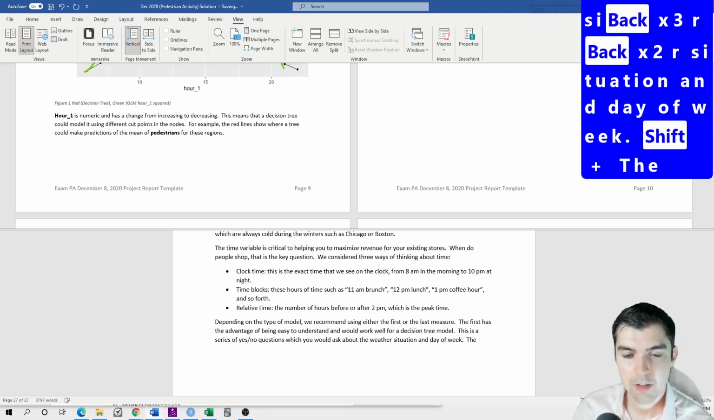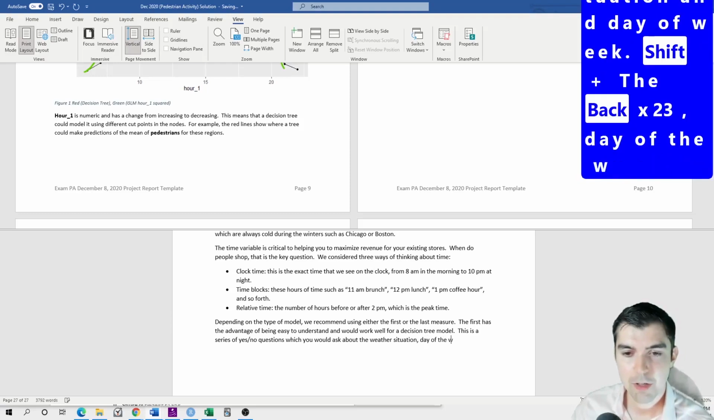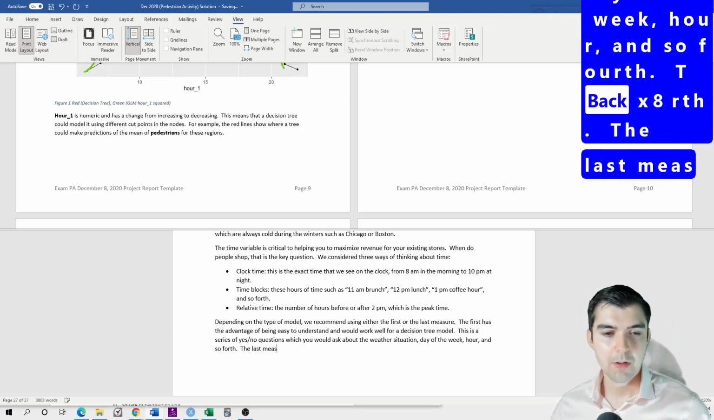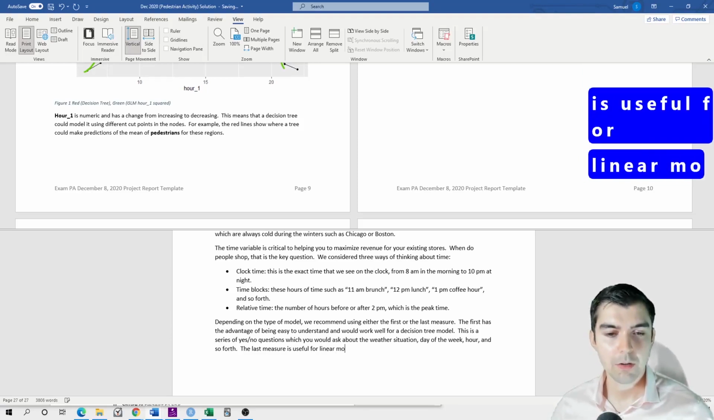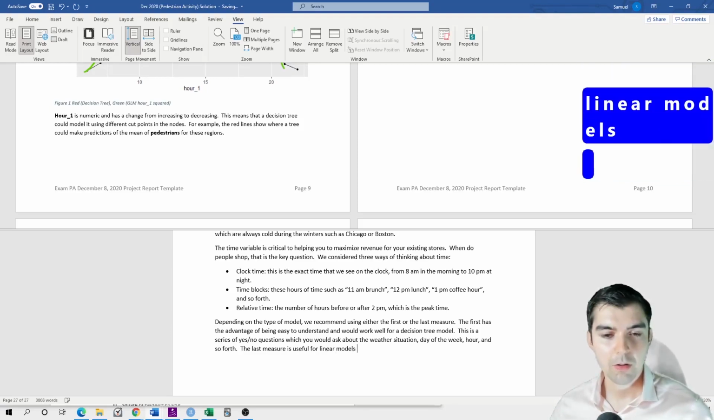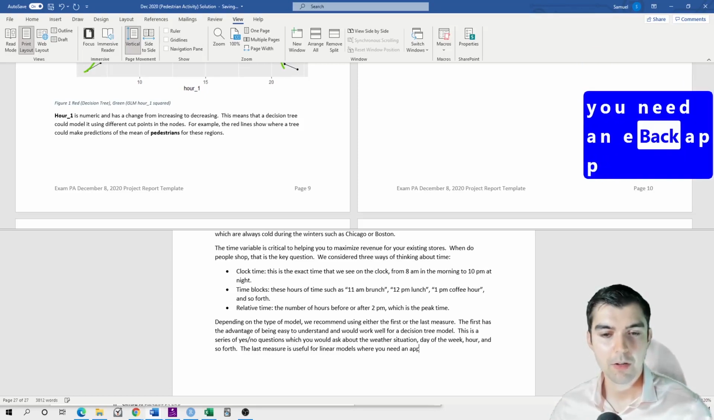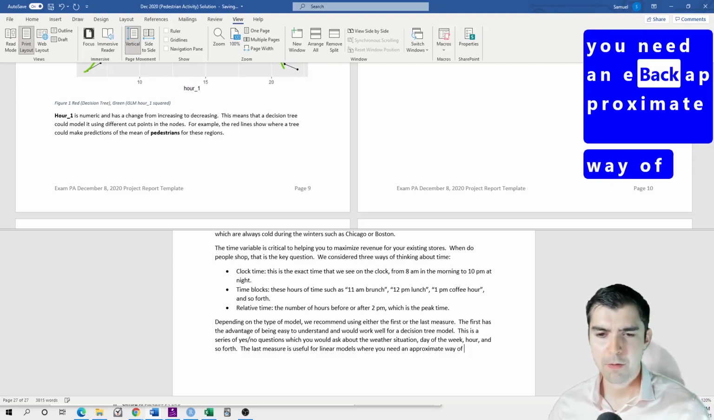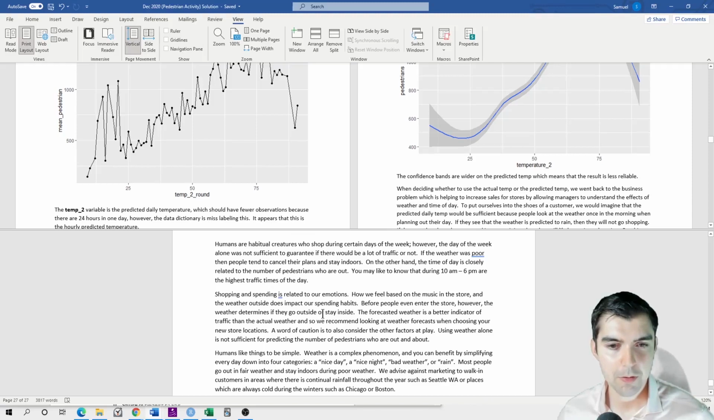The second, the weather situation, day of the week, hour, and so forth. The last measure is useful for linear models where you need an approximate way of measuring time. And then we want to think about the temperature.